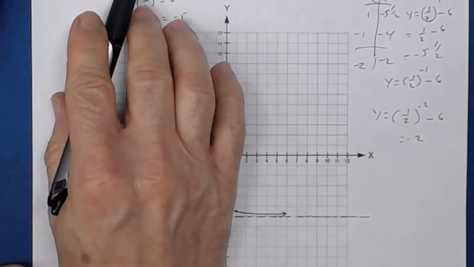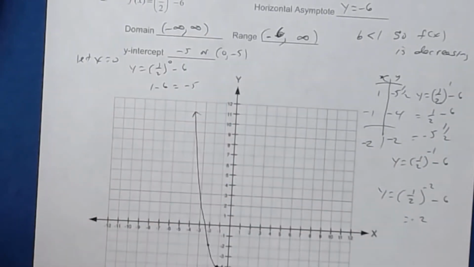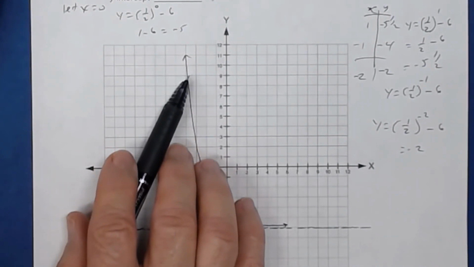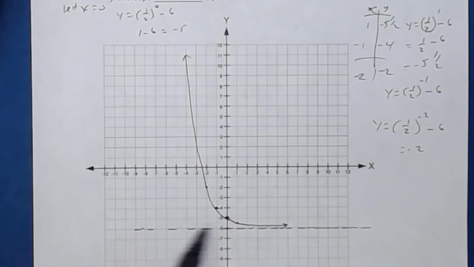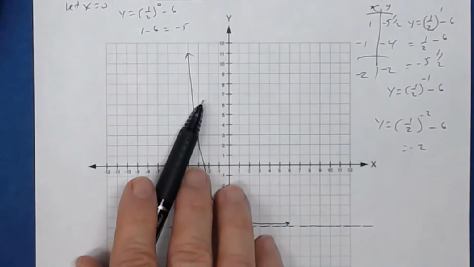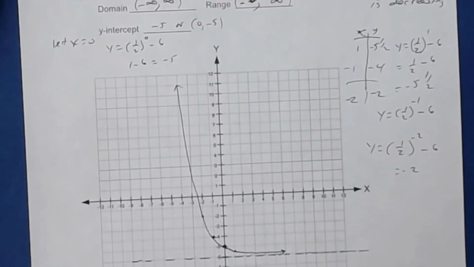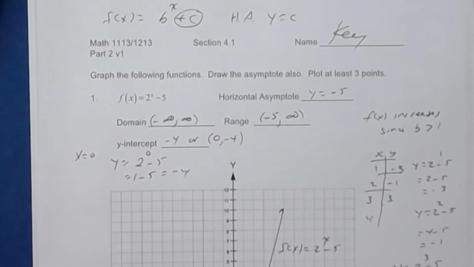Now notice, one takeaway I need for you to get from here is that the base was 1/2, which is less than 1. So that means your function is decreasing, which means that all these y values are getting smaller and smaller and smaller. In fact, it gets smaller and smaller to negative 6. All right. So that is the key to 14.1 Part 2.